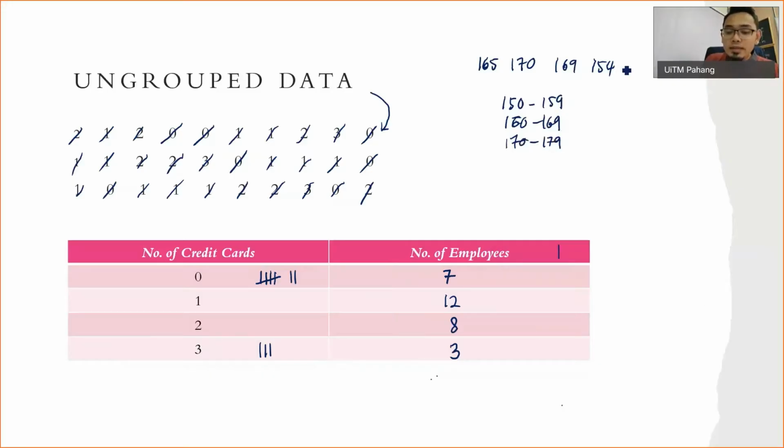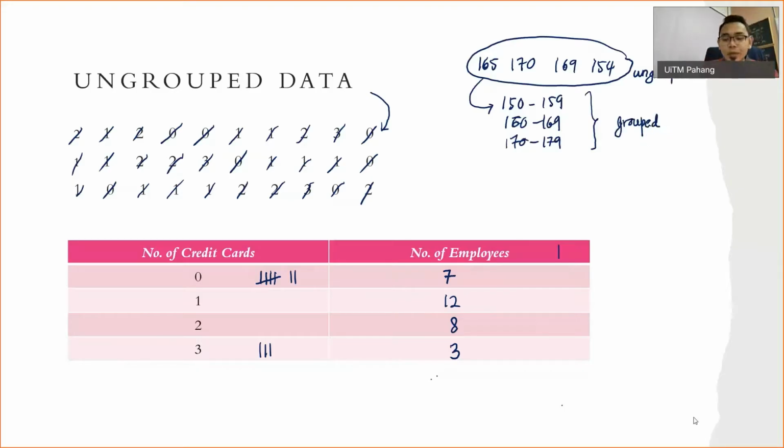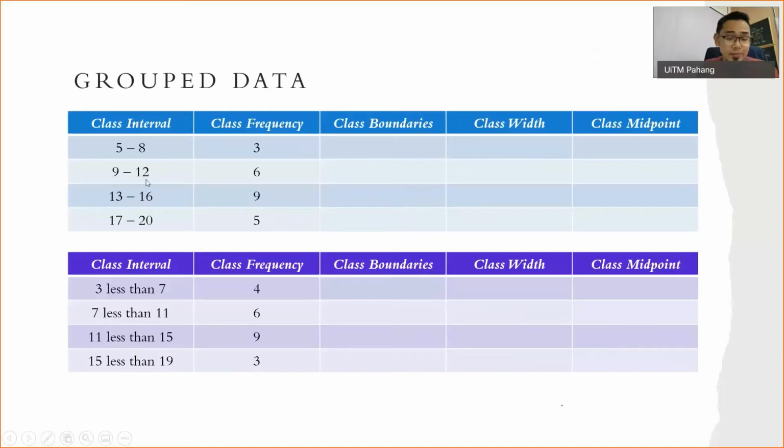The raw heights are ungrouped data, because we don't put them in intervals. Once we put them in interval form, we call it grouped data. So suppose we have the grouped data with the class intervals 5 to 8, 9 to 12, 13 to 16, and 17 to 20, and the class frequencies will be 3, 6, 9, and 5.